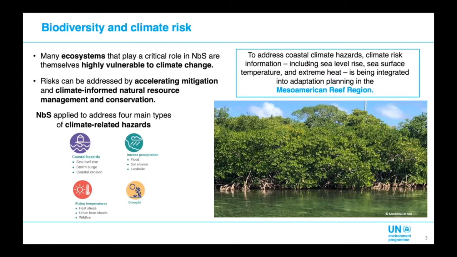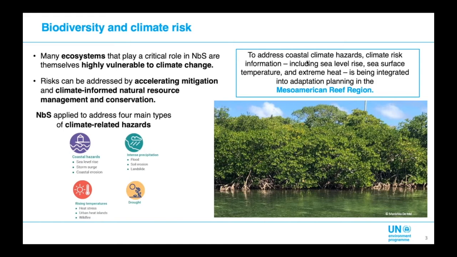Just a couple of points on biodiversity and climate risk. While these ecosystems play a very important role in NBS, unfortunately, they themselves are highly vulnerable to climate change. These risks can be addressed by accelerating mitigation, but also by carrying out climate-informed natural resource management and conservation. On the right side, there's a case example of the Mesoamerican Reef region where climate information is being integrated into adaptation planning.